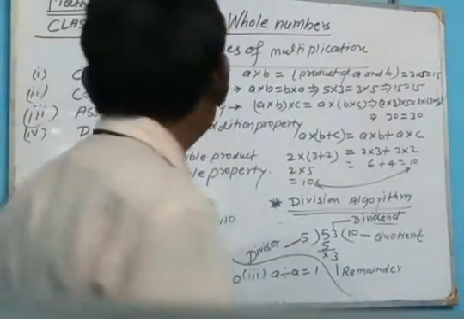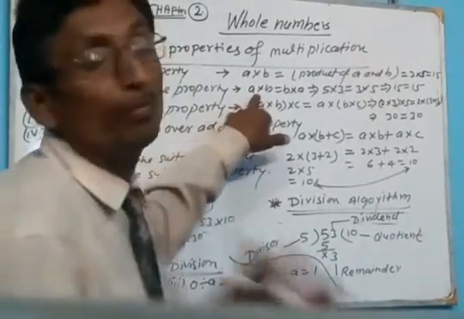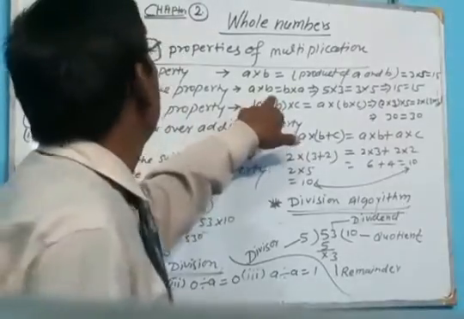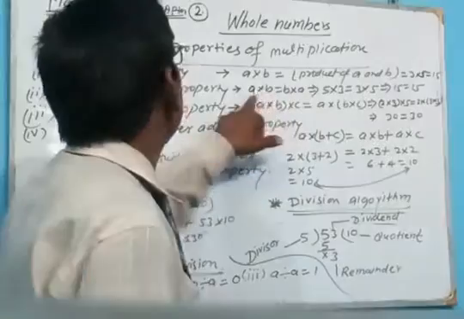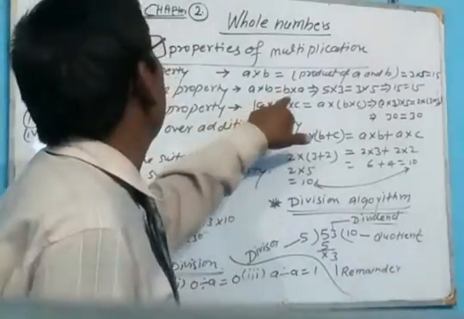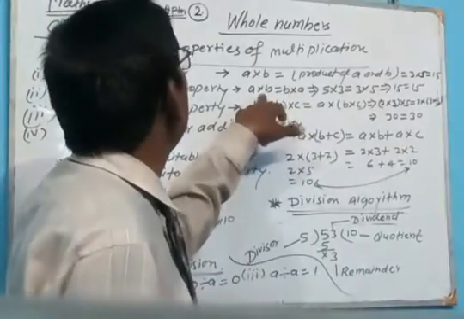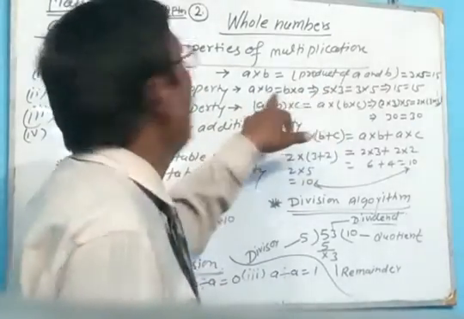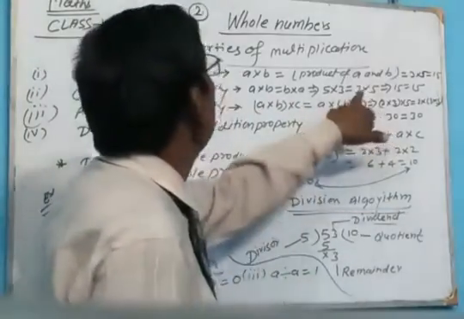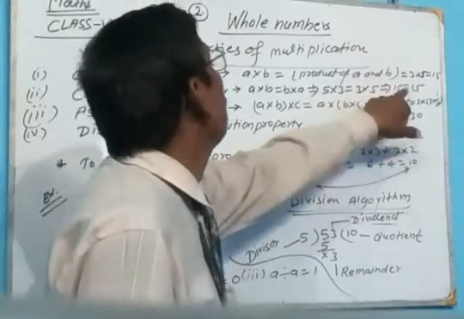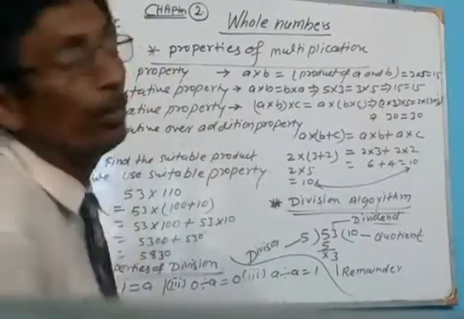Then come to the next point, commutative property. Suppose we have the numbers A and B, we find the same result when we multiply B and A. That means A into B is equal to B into A. For example, if we have A equal to 5 and B equal to 3 and we multiply 5 into 3, then we get the same result, 5 into 3 equal to 15. So it is the commutative property under the whole numbers.